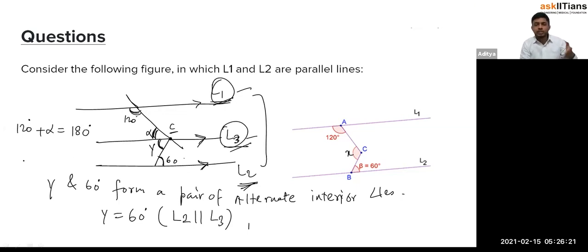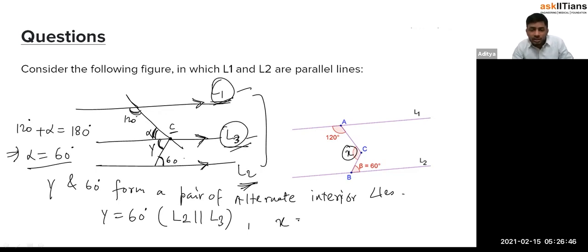We have already seen the theorem that the sum of interior angles on the same side of the transversal will be equal to 180 degrees, as long as the two lines are parallel to each other, which is obviously true. L1 and L3 are parallel to each other, right? So from here, alpha comes out to be 180 degrees minus 120 degrees, which is 60 degrees, right? So what will this angle X be?